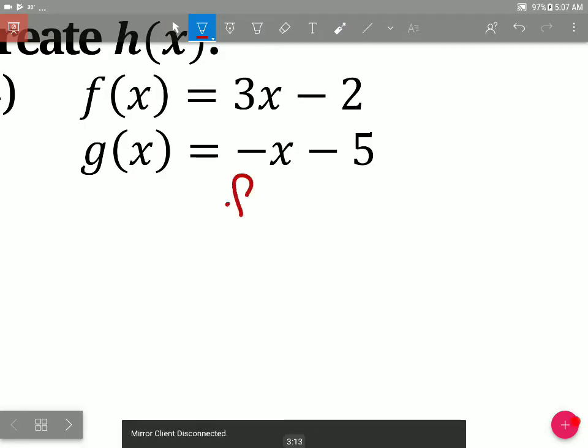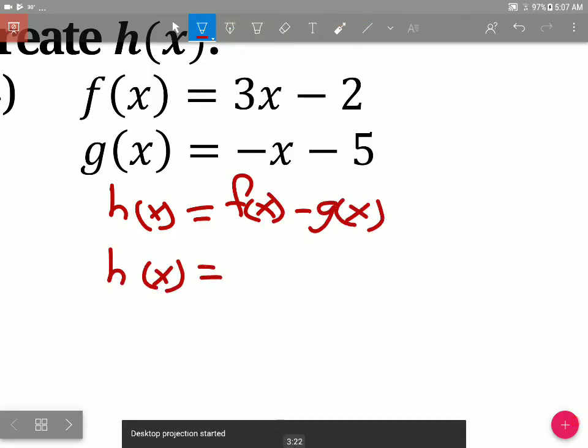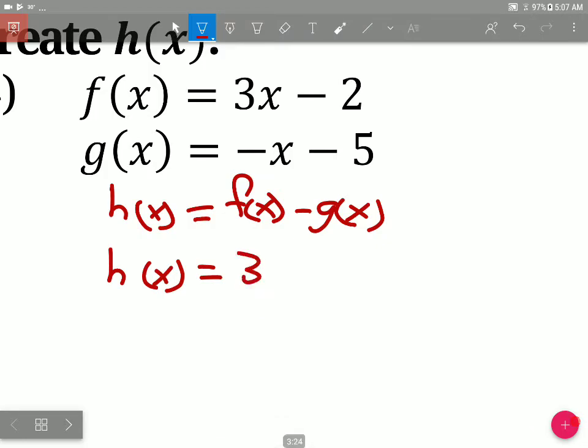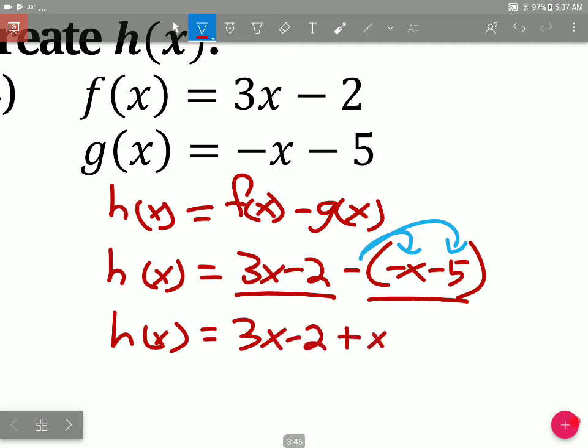We're doing h of x equals f of x minus g of x. So h of x is 3x minus 2 minus negative x minus 5. I just plugged in the f of x, I plugged in the g of x, and now we're distributing. So h of x equals 3x minus 2, and if we distribute the negative, that becomes a positive x plus 5. Okay? And then combine your terms. So 4x, plus 3?